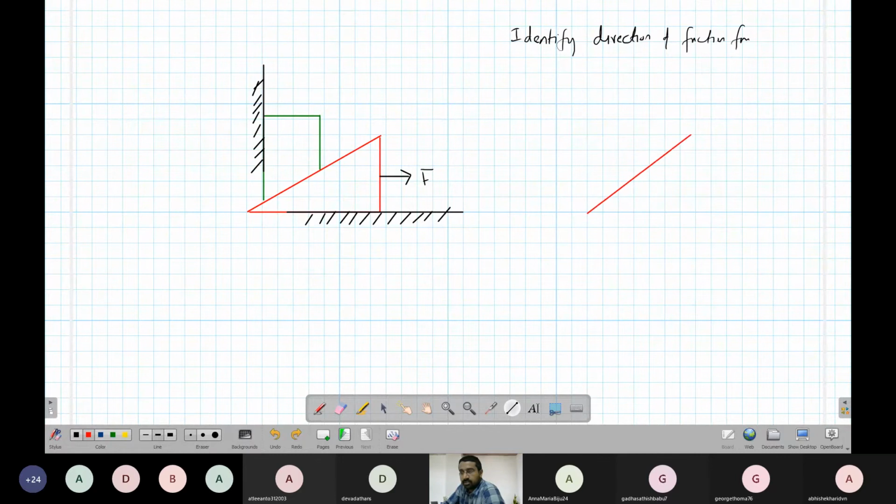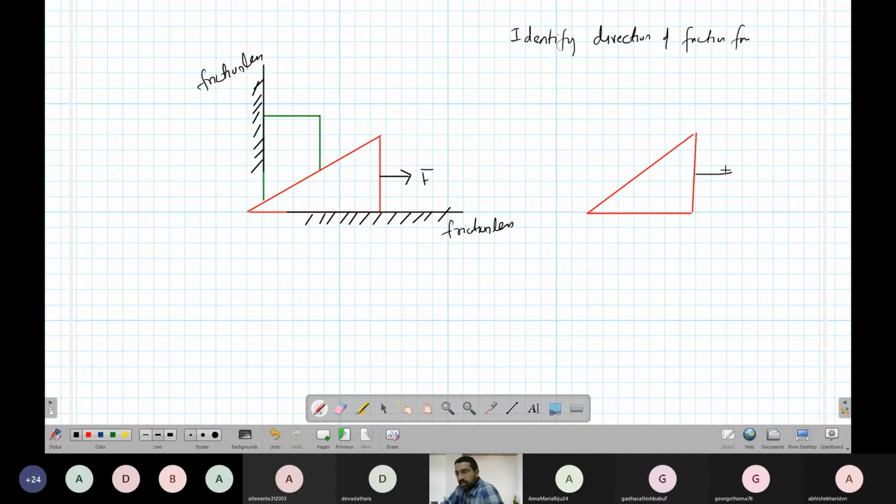Let us say this is my first wedge. I'll draw all the forces. Before that I have to tell you, this surface can be frictionless, or I can say there is friction. Let's assume this is frictionless for now, and let's assume this also to be frictionless.